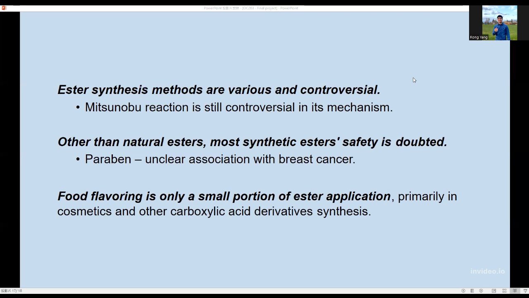Other than natural esters, the safety of most synthetic esters is highly doubted. Like paraben as a preservative, it has an unclear association with breast cancer. Lastly, food flavoring is only a small portion of ester application. Primarily, it applies in cosmetics and other carboxylic acid derivative synthesis.